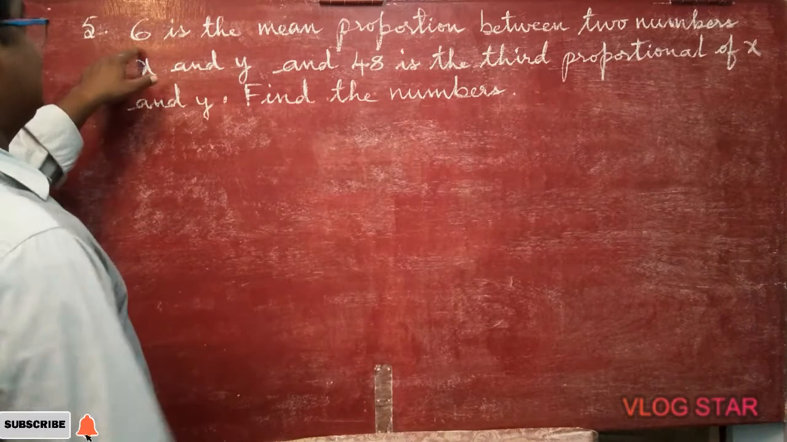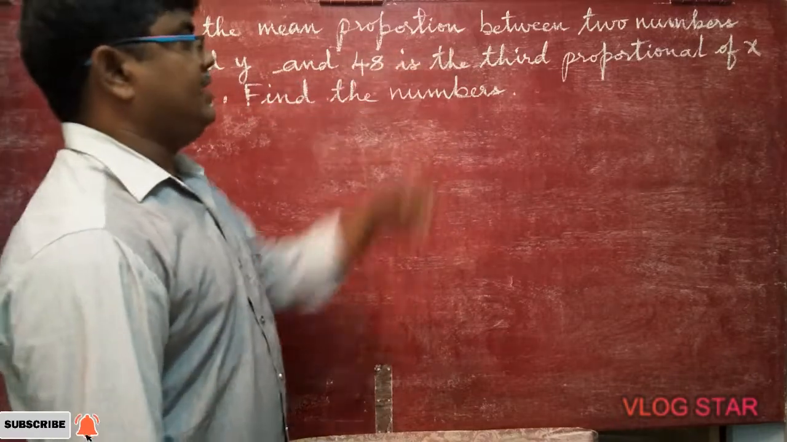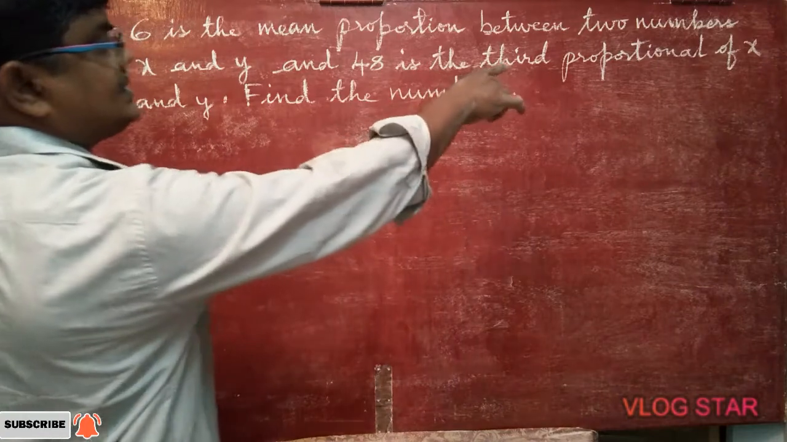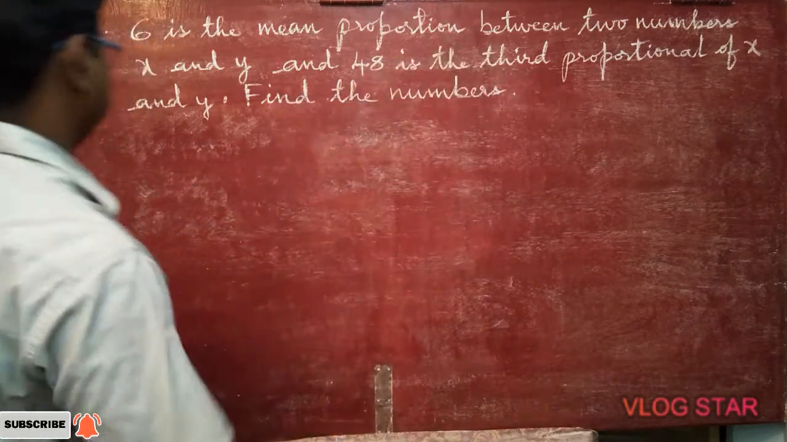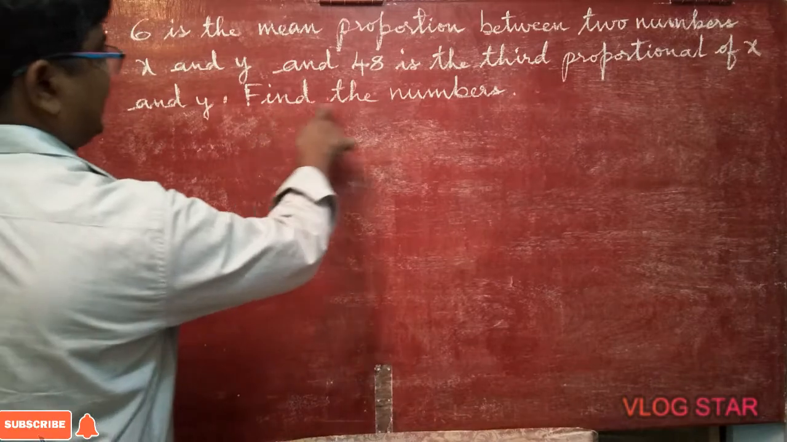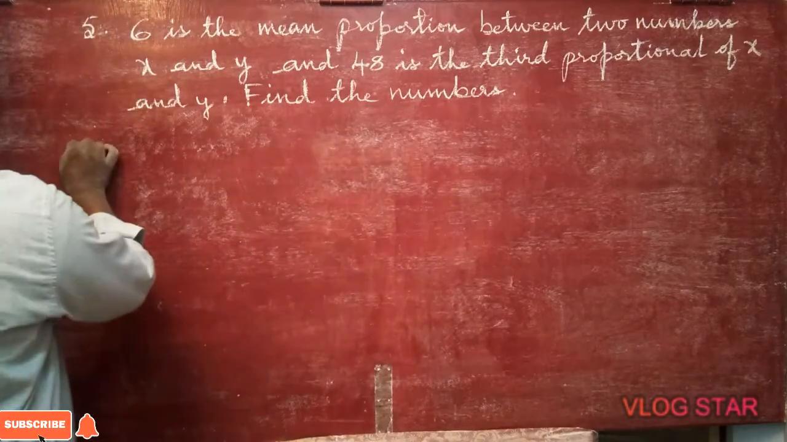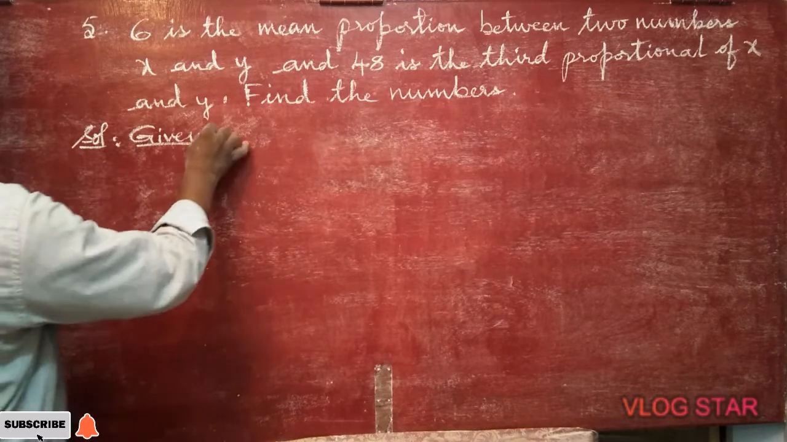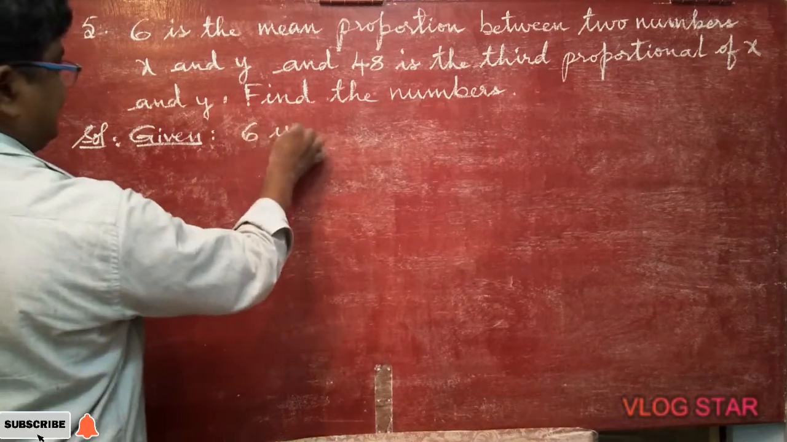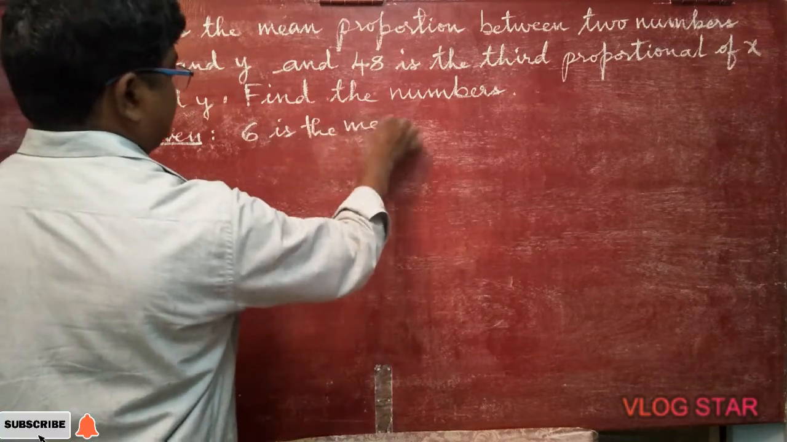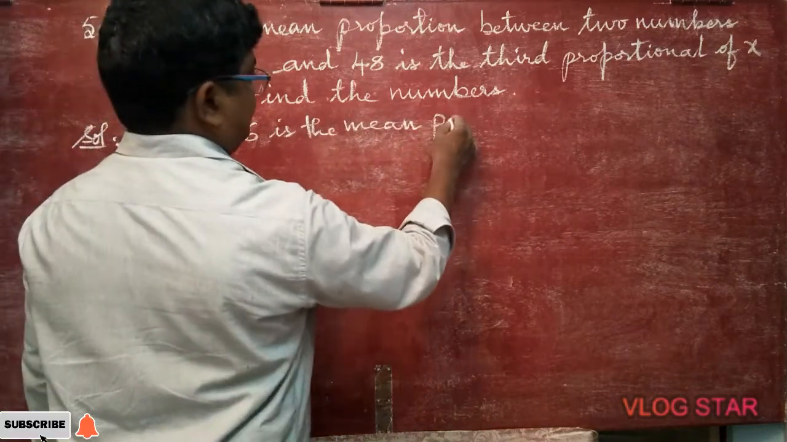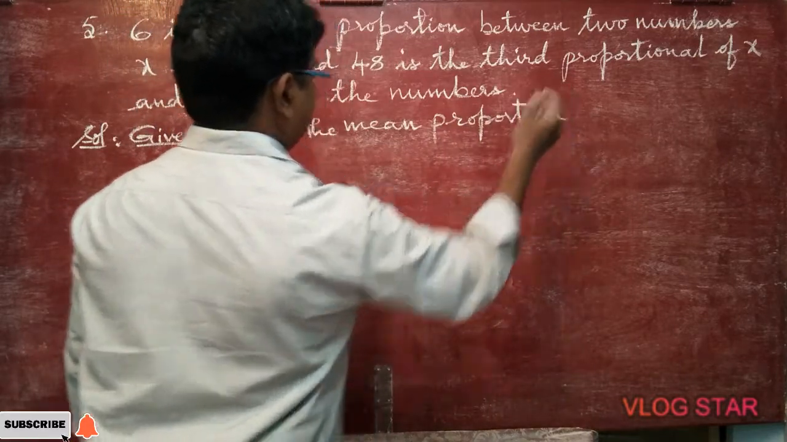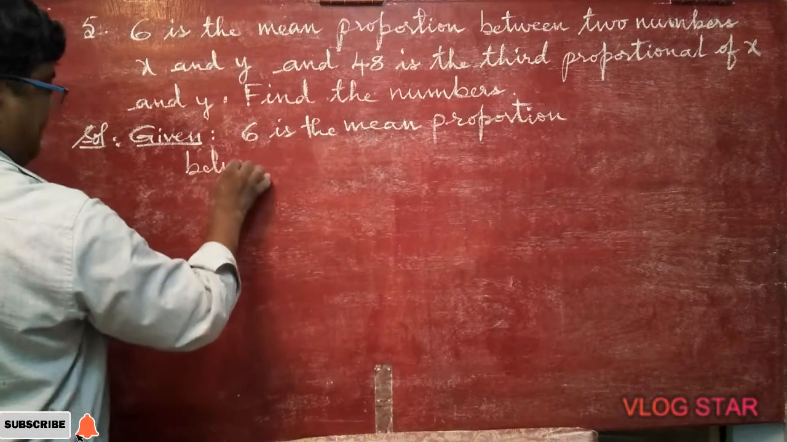Fifth problem. 6 is the mean proportion between two numbers x and y, and 48 is the third proportional of x and y. Find the numbers. So, solution. What is given? 6 is the mean proportion between x and y.